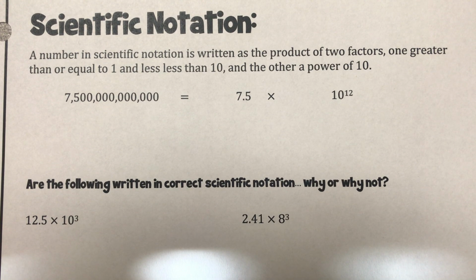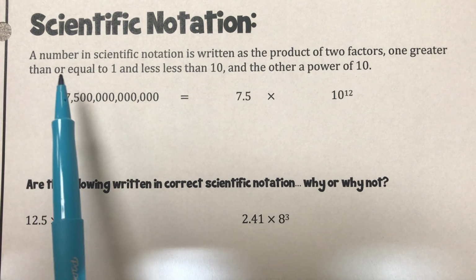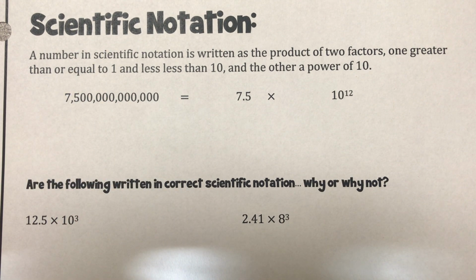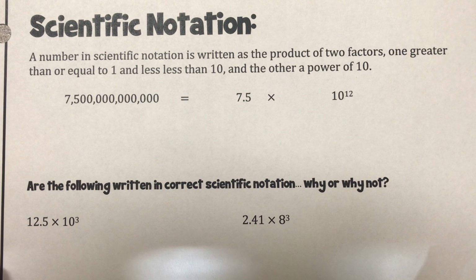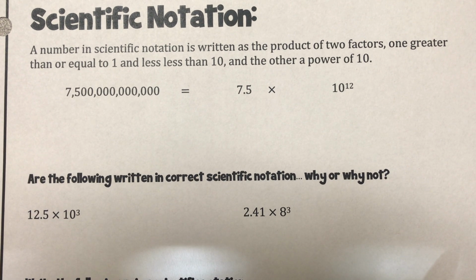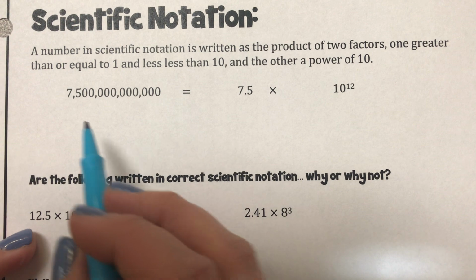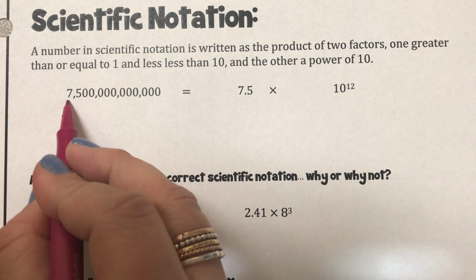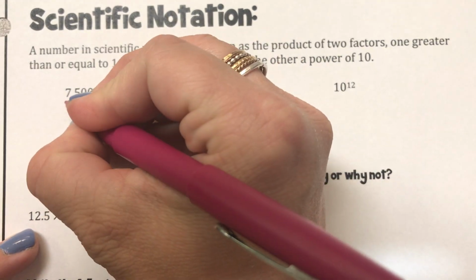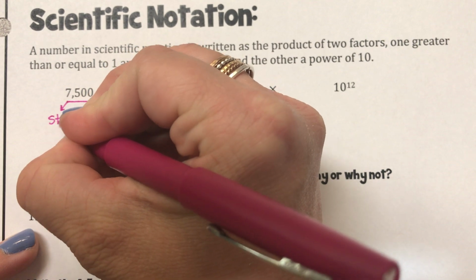Okay, today we're going to talk about scientific notation, which is a way to write really, really big numbers using powers of 10. And so a number in scientific notation is written as the product, remember that means multiply, of two factors, one greater than or equal to 1 and less than 10, and the other a power of 10.